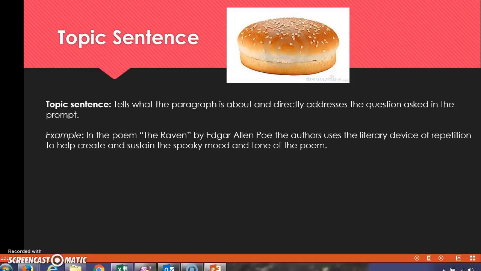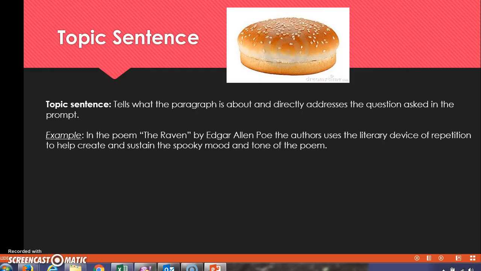It says, "In the poem The Raven by Edgar Allan Poe, the author uses the literary device of repetition to help create and sustain the spooky mood and tone of the poem." Another thing that the writer does in this example is state what the text is that they're responding to, and who the author is. The writer tells you that the poem is The Raven and that it's by Edgar Allan Poe. This is really important because it tells your reader what you're talking about.